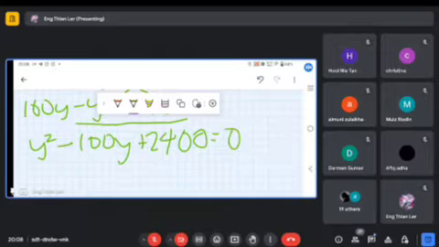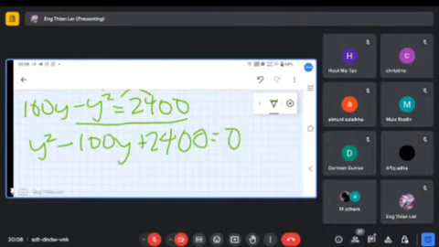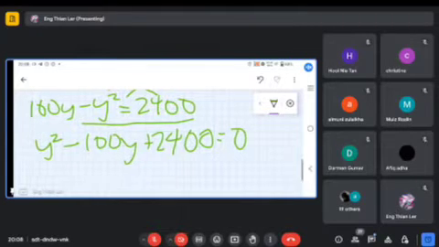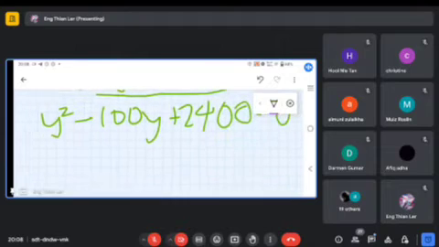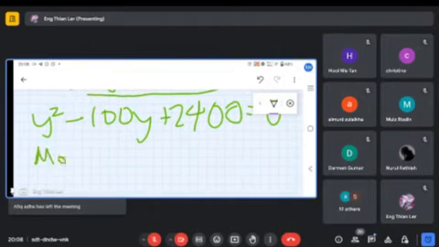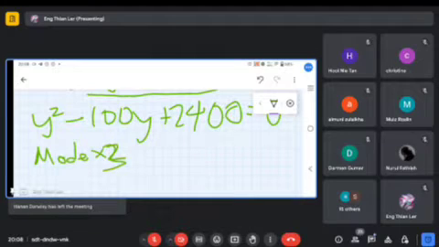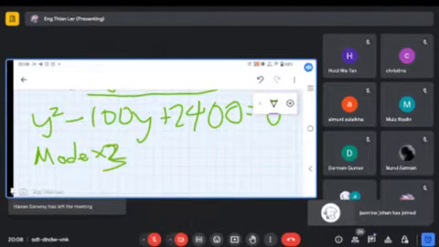So we got y squared minus 100y plus 2,400 equal to 0. And now we will solve this quadratic equation. So how to solve? We can use the calculator. We can press mode 3 times. Mode. And press the 1 that shows EQN.